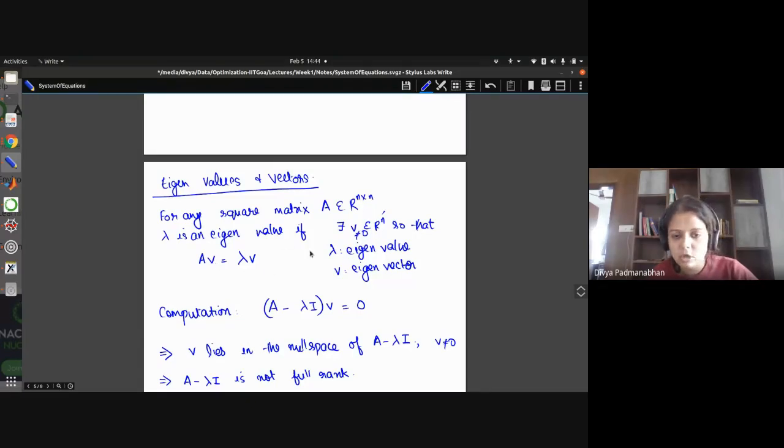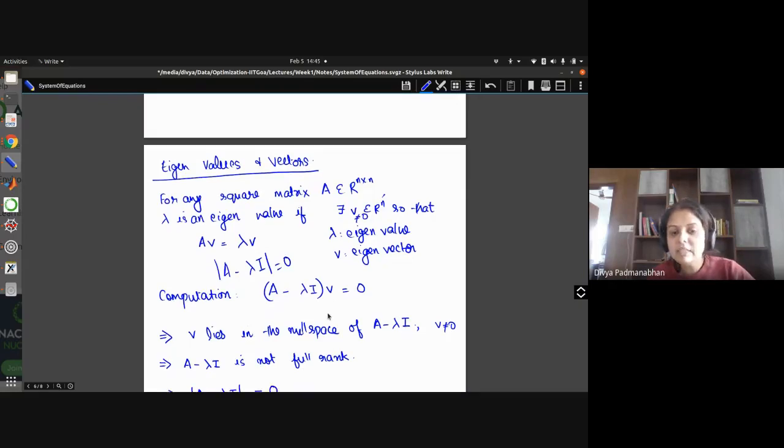Now, for computing this, I think you would have seen it many times. You set the determinant of A minus lambda I to be 0, and you try to find the values of lambda. Once you have the values of lambda, you try to solve this equation, which means you want to find the null space of A minus lambda I. The reason this determinant is 0 is that from this you get A minus lambda I times V is 0, so V lies in the null space of A minus lambda I.